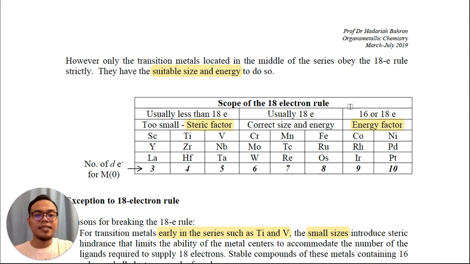And the late transition metal series like cobalt and nickel, and rhodium and palladium, are going to have 16 or 18 electrons. Later you can see that for square planar complexes like nickel and palladium, they're going to get 16 instead of 18 electrons.